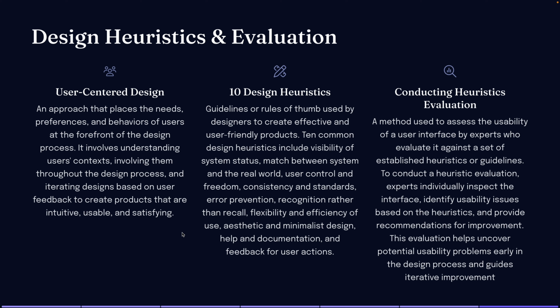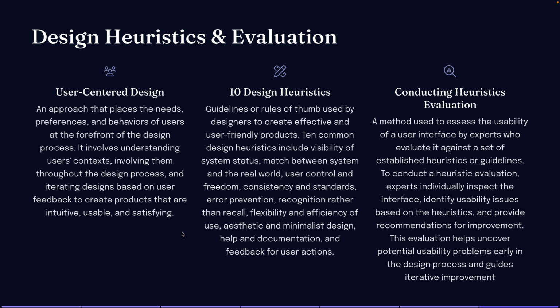And then there's 10 design heuristics. Those are guidelines or rules of thumb used by designers to create effective and user-friendly products. There are 10 common design heuristics, which go from visibility of system status all the way to feedback on user actions. We will learn about all 10 of them and how those are used in the initial phase of designing. Let's say we're trying to launch a website, we can run the heuristics and see whichever is failing and how we can fix that.